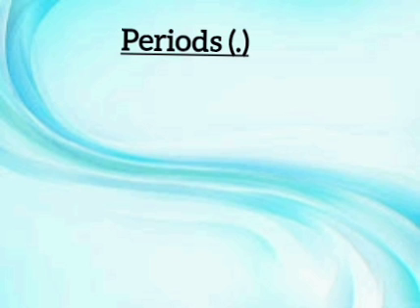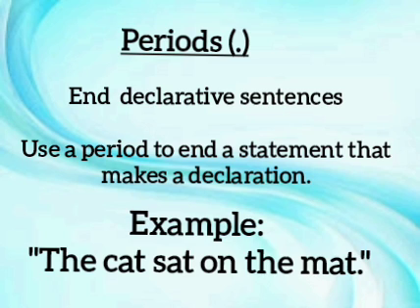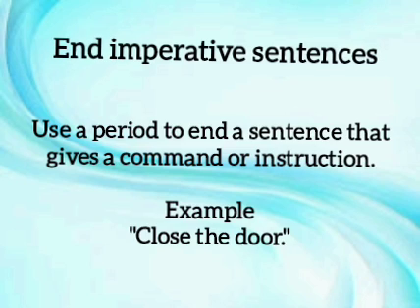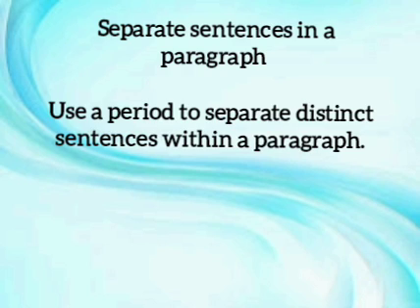Periods. End declarative sentences. Use a period to end a statement that makes a declaration. Example. The cat sat on the mat. End imperative sentences. Use a period to end a sentence that gives a command or instruction. Example. Close the door. Separate sentences in a paragraph. Use a period to separate distinct sentences within a paragraph.